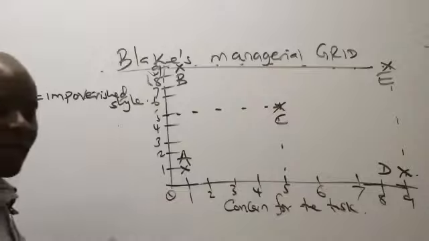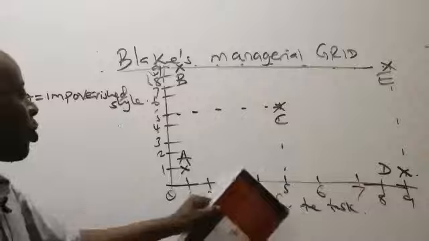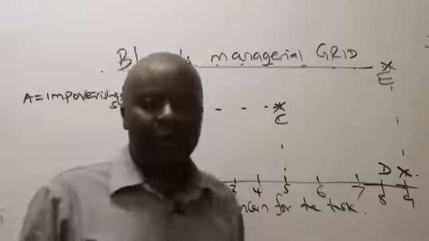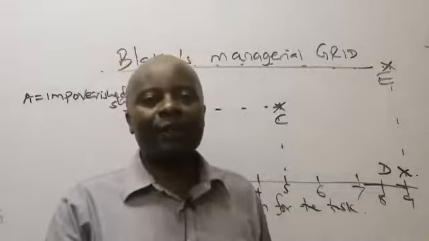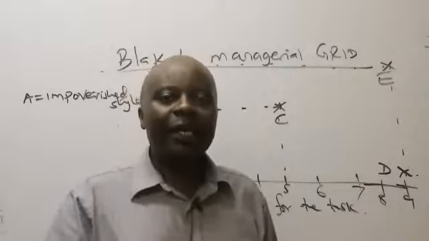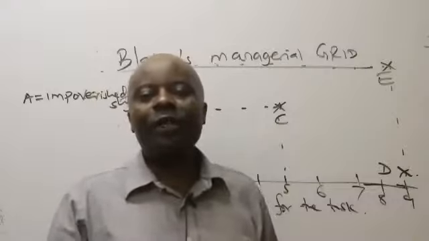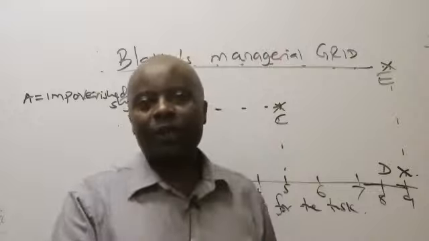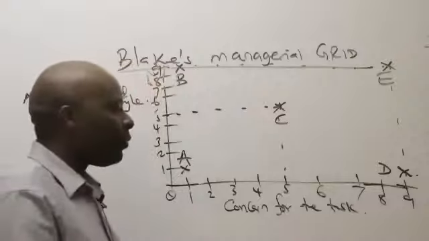Any manager A has got no concern for people, no concern for task. This is a bad style of a manager. If you give the manager, for example, project management tasks, like in JIRA, you see all his tasks are late, and he doesn't even have any concern for the employees. So this is a very poor type of manager.